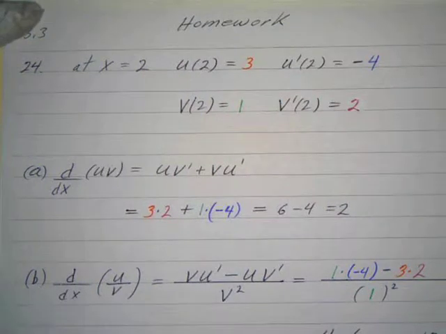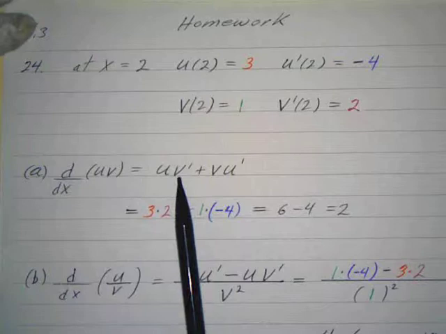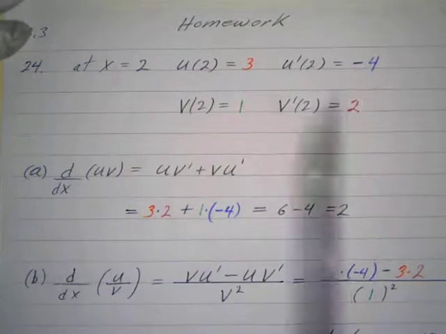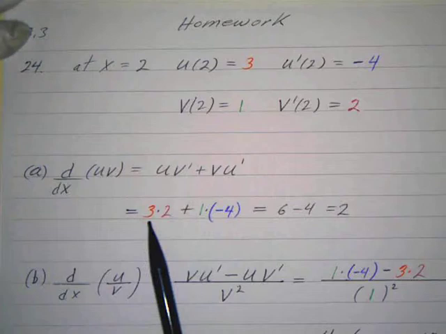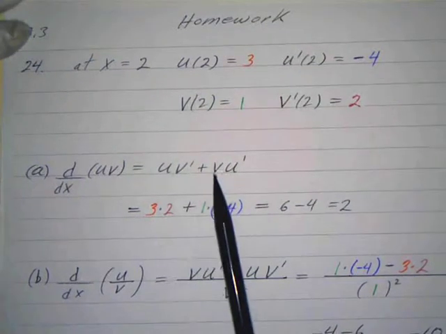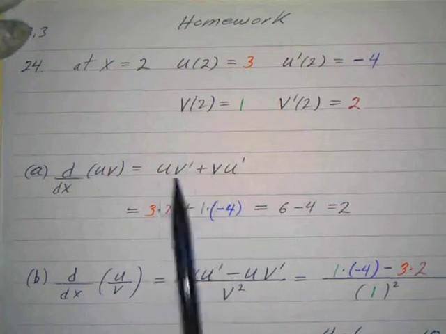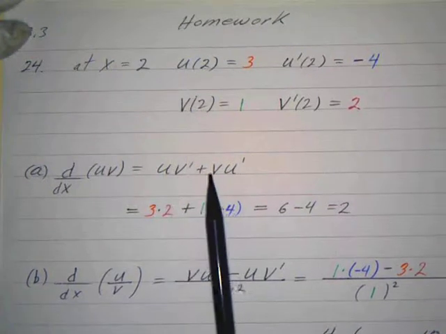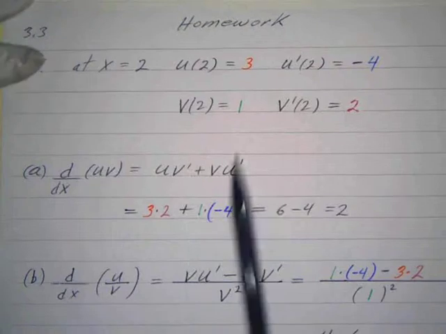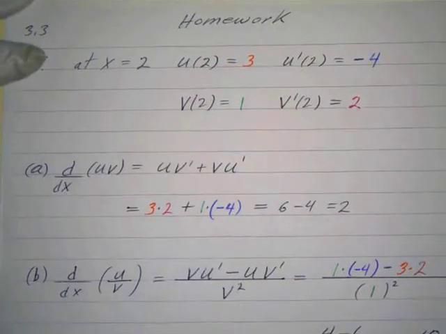So first of all, if we want to find the derivative of the product, we just use the product rule. The first times the derivative of the second, plus the second times the derivative of the first. And then I just substitute my values in. So u was 3, v prime was 2, v was 1, and u prime of 2 is negative 4. These are all at 2. I just didn't put the 2's in, but they're all at 2. So we just substitute those in.